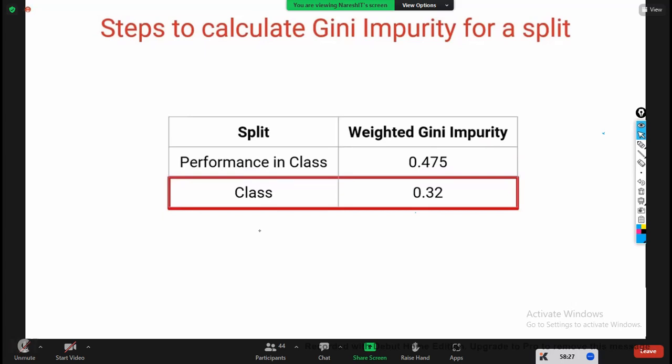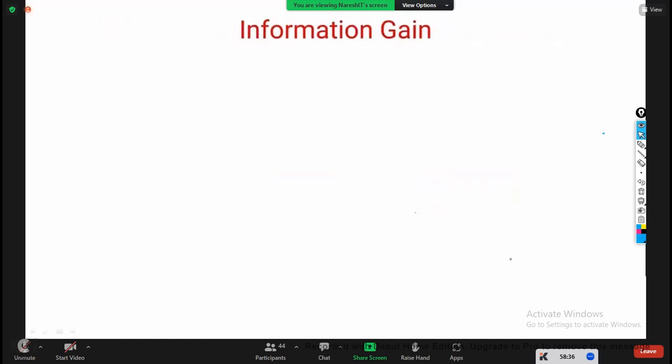Done. One way of calculating is Gini impurity, and the one with the lowest Gini impurity you have to select. The second way is information gain. Information gain is 1 minus entropy. So first you have to calculate the entropy of the first column, the entropy of the second column, and from that the information gain of the first column and the information gain of the second column. Whichever has the higher information gain is the best one.